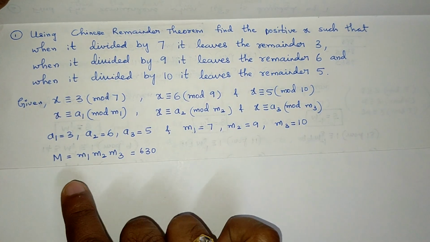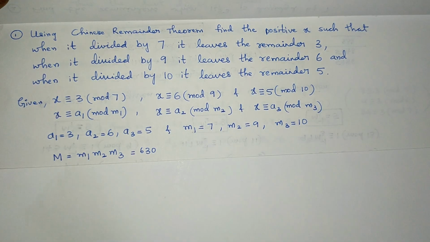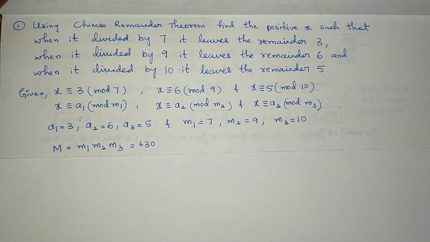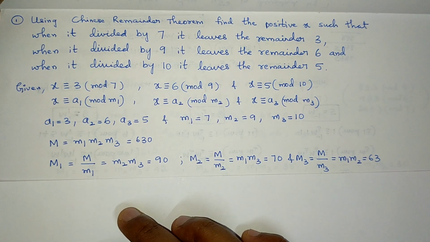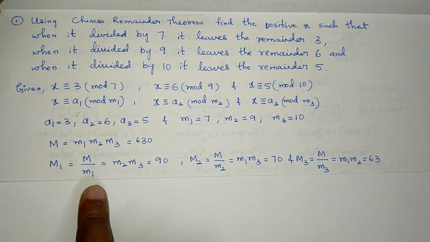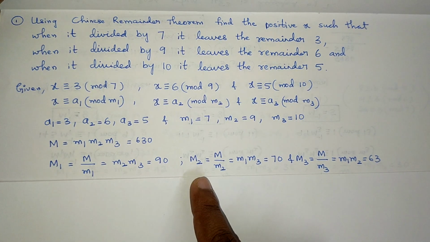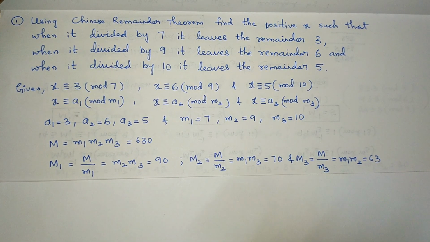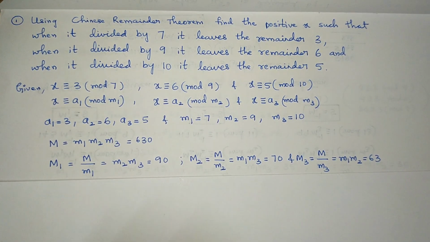After finding the value of capital M, we have to calculate the values of capital M1, capital M2 and capital M3. Capital M1 is given by capital M by m1, which is m2 into m3, which is 90. Capital M2 is 70 and capital M3 is 63.